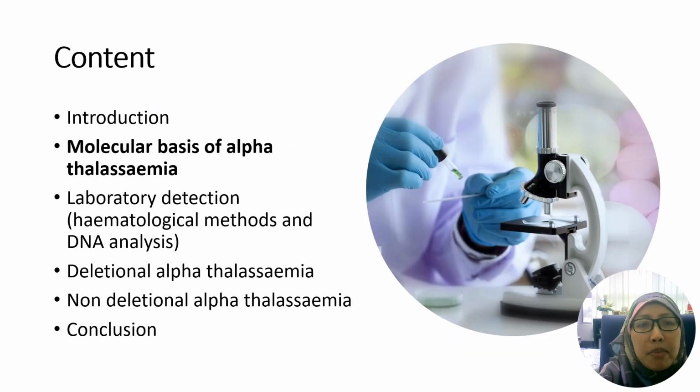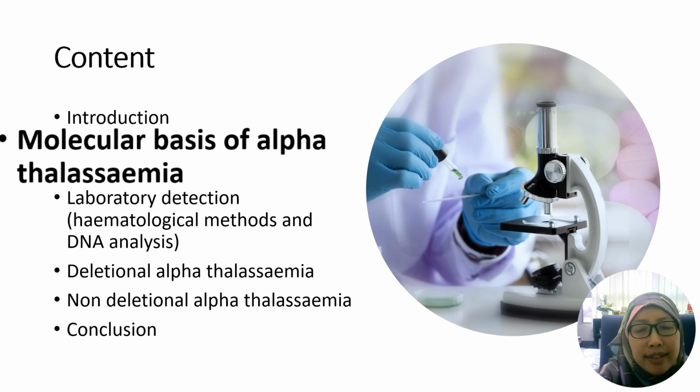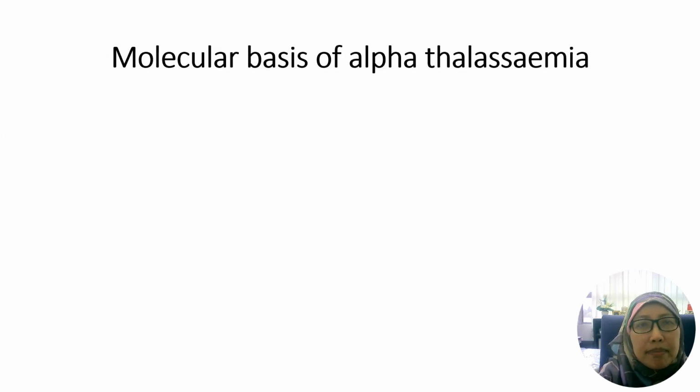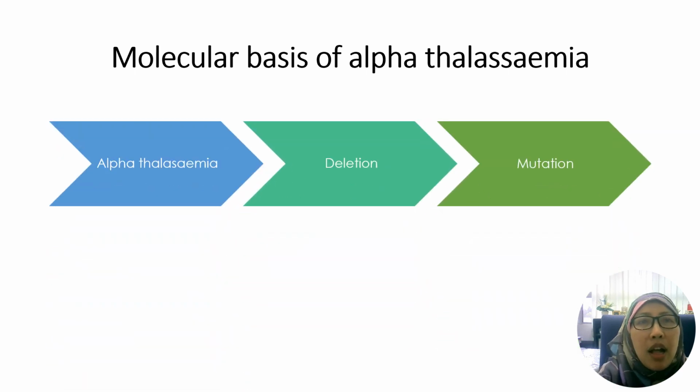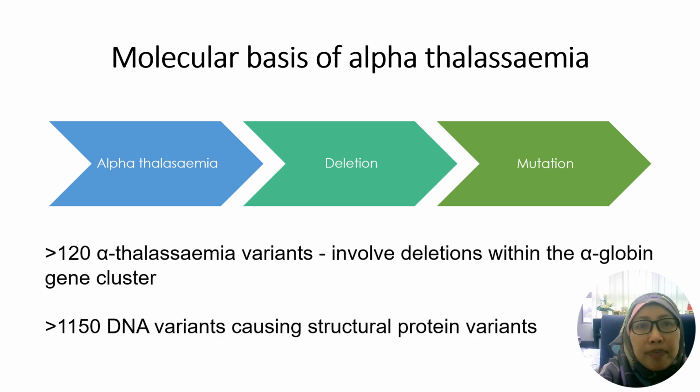Now let's learn more about the molecular basis of alpha thalassemia. Alpha thalassemia is caused by loss of numbers of alpha globin genes by deletion, or by being totally or partially inactivated by point mutation. In HBA1 and HBA2 genes and the wider locus, more than 120 alpha thalassemia variants have been reported, most of which involve deletion of the alpha globin gene clusters.